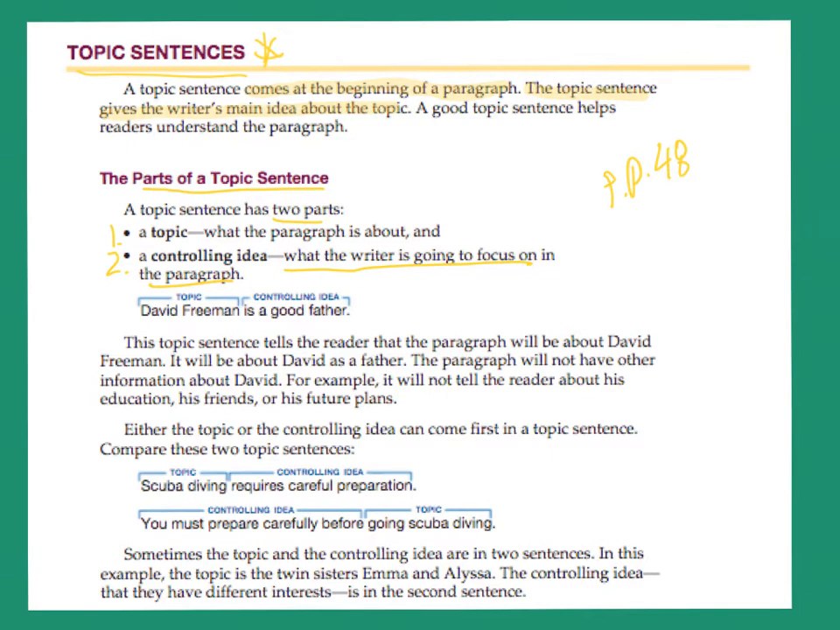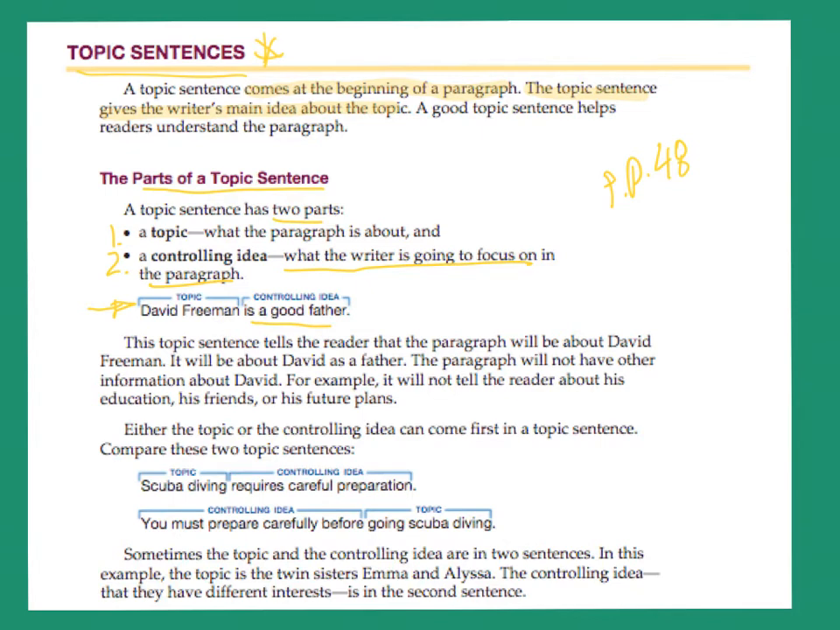So let's look at an example. This is the topic sentence. David Freeman is a good father. The general topic is David Freeman. But what are we going to say about David Freeman? We need a focus. That focus is our controlling idea. He is a good father.